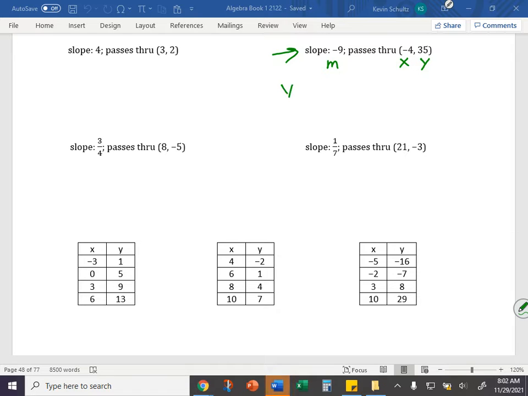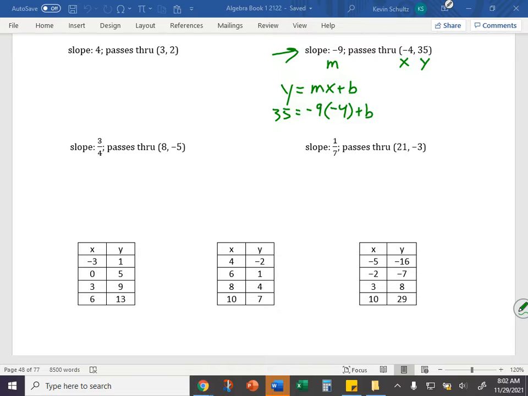So if our goal is to write this in slope intercept form, which is y equals mx plus b, we know what m is. That's -9. And because I gave you that ordered pair, you also have a value for y, 35, and for x, -4. Okay? And now that you've got 3 of the 4 variables, now it's just become solvable. Right? Any questions how I got this line here, that 35 equals -9 times -4 plus b?